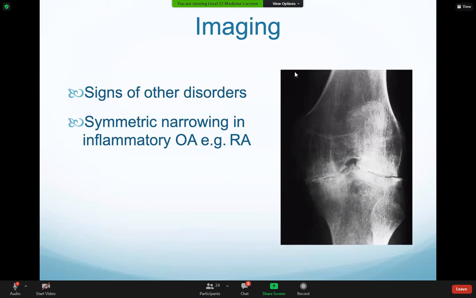You can have signs of other disorders such as symmetric narrowing in inflammatory arthritis, such as rheumatoid arthritis. So if you have symmetric narrowing in the medial and lateral compartments, that usually gives you an idea that it might be inflammatory arthritis rather than osteoarthritis.